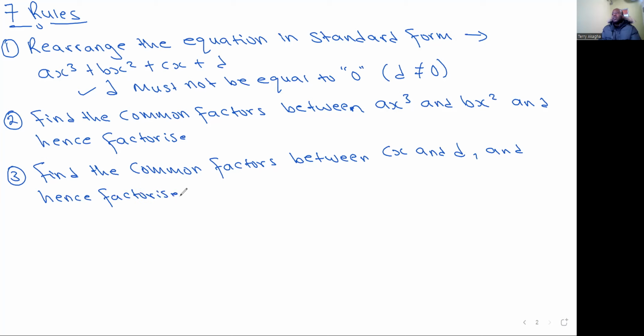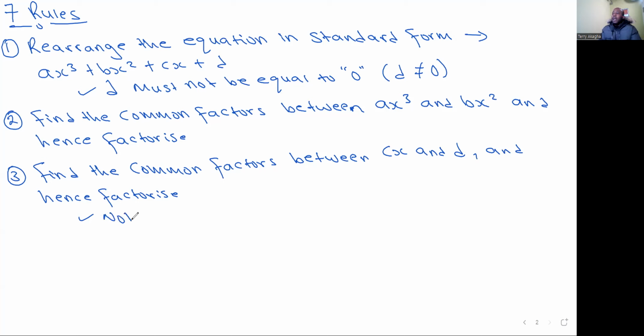Number 4, when you've done that. But before we go to number 4, I think this would be a very good point for me to make this, because at this point in step 2, we factorize ax cubed and bx squared, and also we factorize cx and d. Now, when you're done with step 3, the brackets you have after factorizing the first two and the second two must be equal. Now, if after factorizing both of them you notice that the brackets you have are not the same, then you can use this formula to solve it.